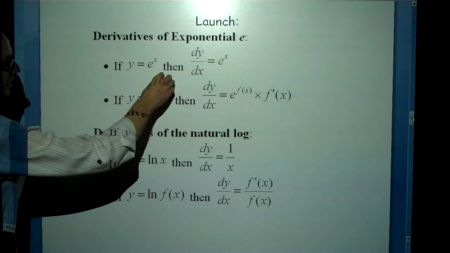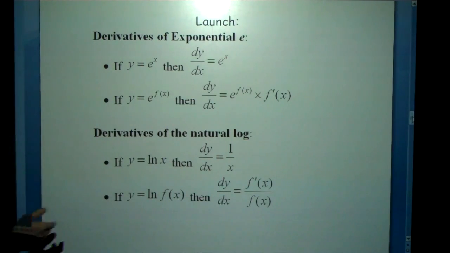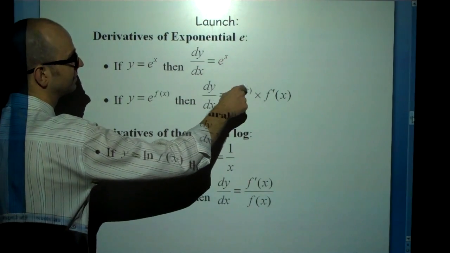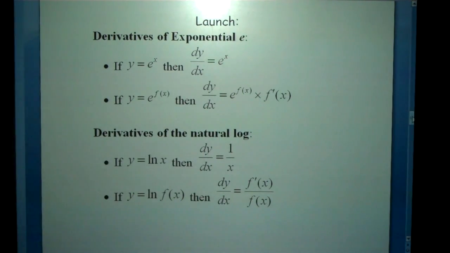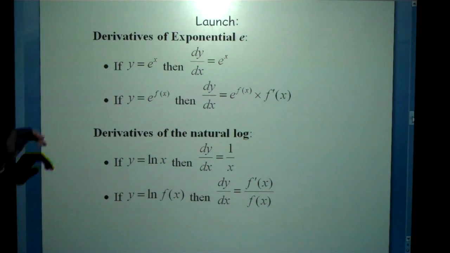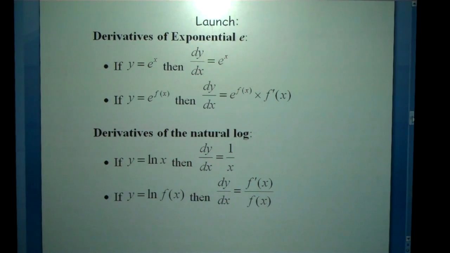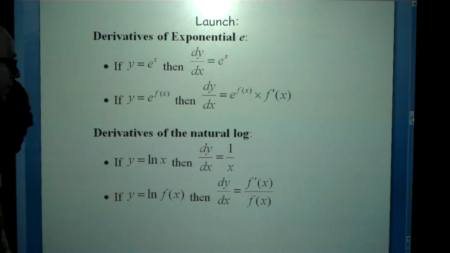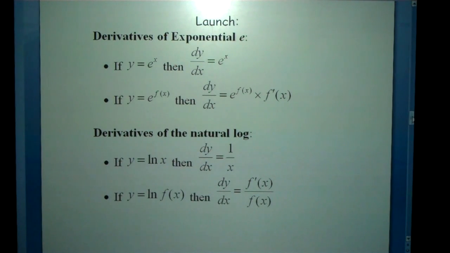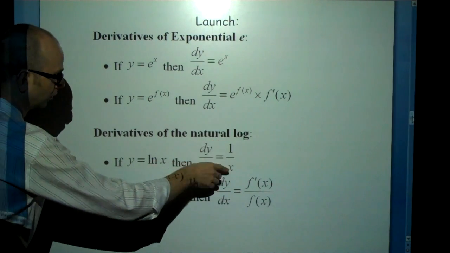The derivative of e to some function, or the derivative of e to some stuff, is still equal to e to some stuff, but then times the derivative of that stuff. That's just chain rule. So really this whole line here is kind of unnecessary, as long as you know that the derivative of e to the x is e to the x. And now if you start putting a function in place of x, you have to do the chain rule with that function. Natural log. The derivative of natural log of x is 1 over x.